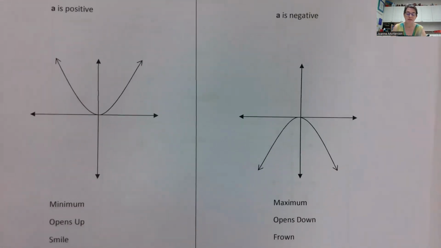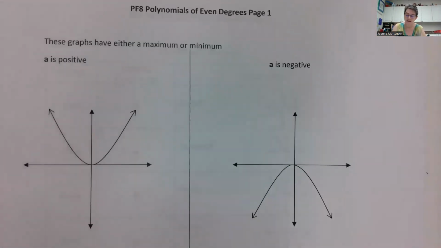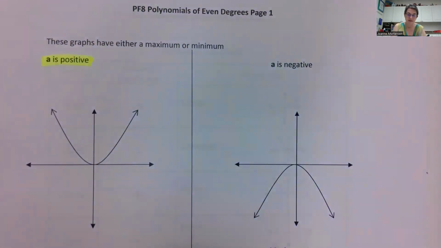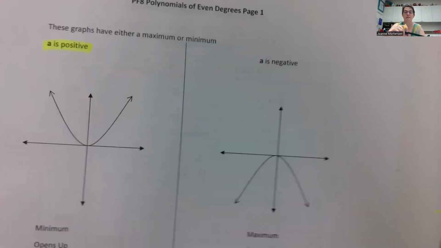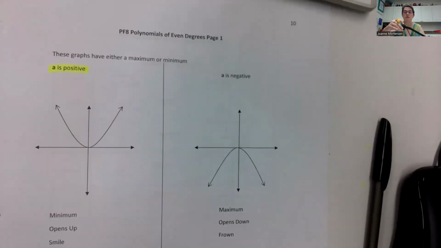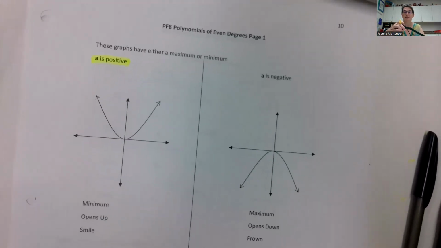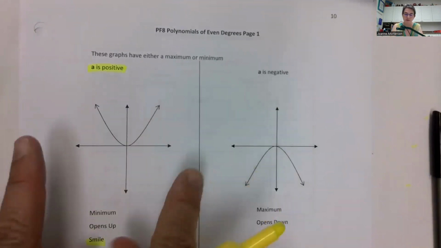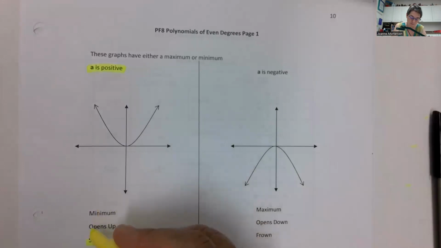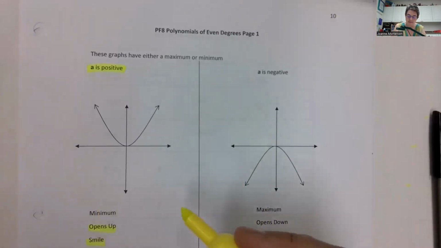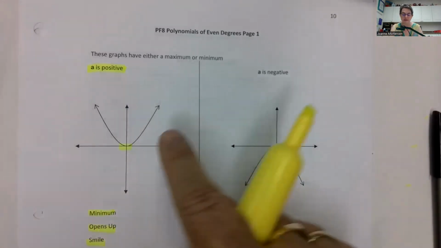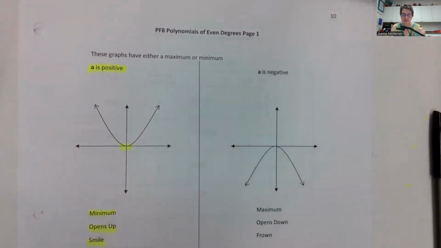So this one, if A is positive, and I'm so glad it works out this way, then you get a little bit, you get a lovely smile. You can also describe this as opening upwards, right? Goes that way. And it has a minimum. And the minimum means that's as low as it goes. So in this case, on this diagram, the minimum is 0.